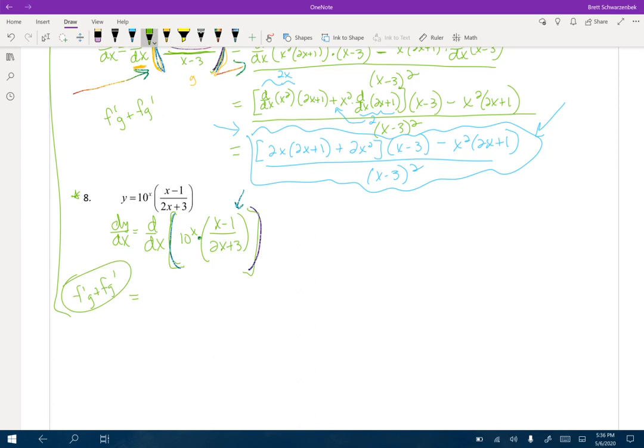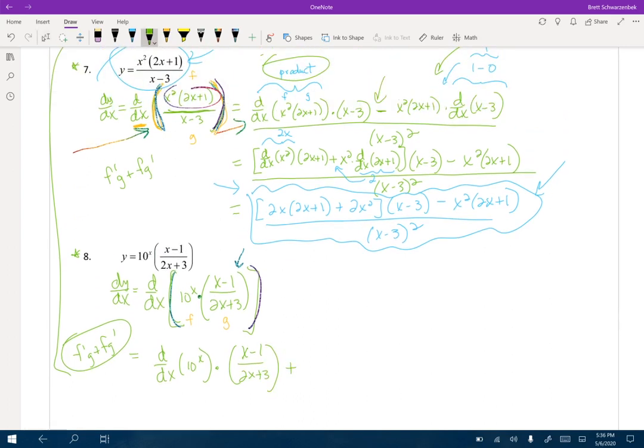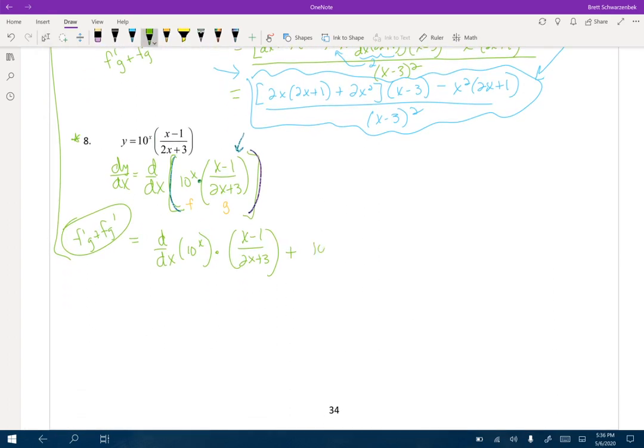Again, this is f, and this entire business is g. So let's see how we do it. So we do the derivative of our first function, 10^x, times our original quotient, (x - 1)/(2x + 3), plus, so remember over here, the quotient is minus, but the product is plus, our original function, 10^x, times the derivative of (x - 1)/(2x + 3). Okay, this is the letter of the law, what we're doing. Now, it's the product rule. There is no denominator. It's just the product rule.